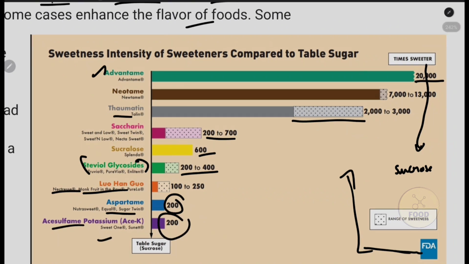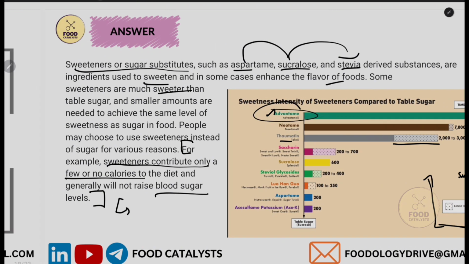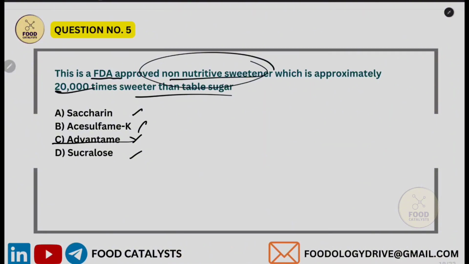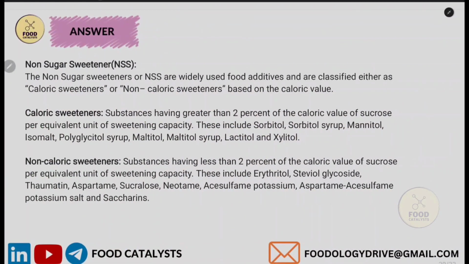Okay, so remember, all these values are important. Every single term is important, especially aspartame, acesulfame and advantame. See, most people will simply study sucralose, aspartame, acesulfame, but they have asked advantame, which is the very first compound. So the answer is actually C, advantame, right? Which is 20,000 times sweeter than table sugar. But let's understand some other things also. I haven't explained it well, so let's deeply understand this.